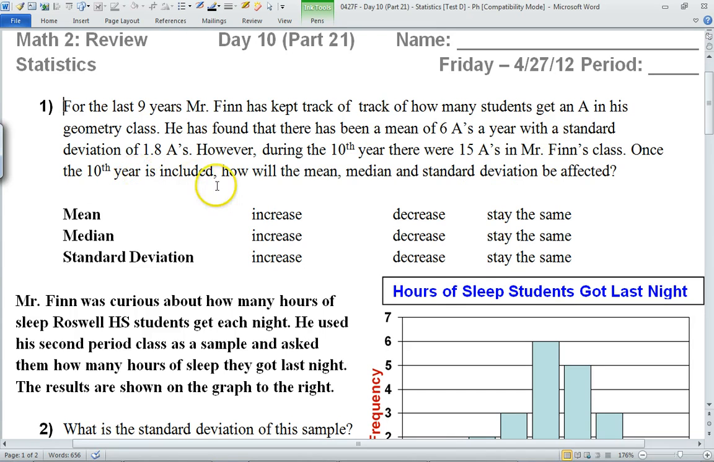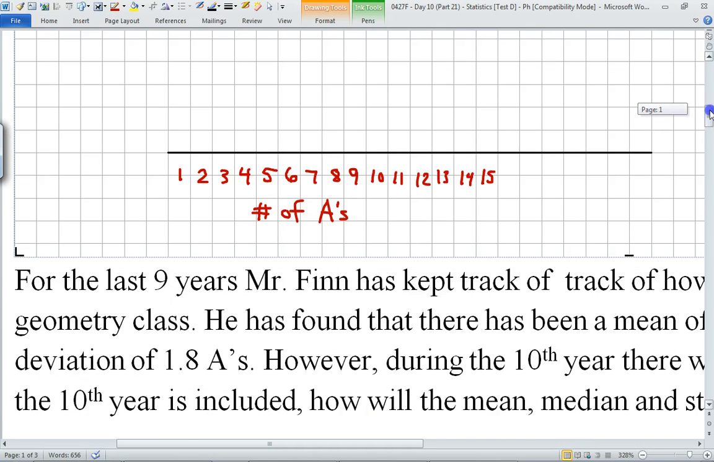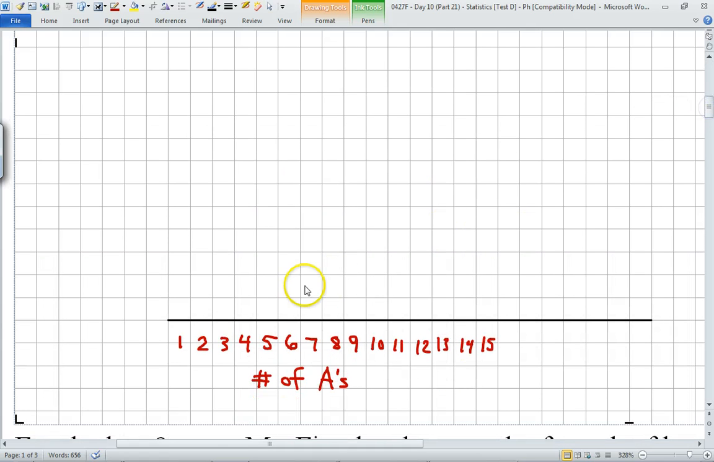Once the 10th year is included, how will the mean, median, and standard deviation be affected? Now, we don't know the exact numbers involved. We just know that the average number of A's for the first 9 years was around 6. And we know the standard deviation was 1.8 or something like that, something small. So the number of A's stayed pretty close to 6. The only number we know exactly is that the 10th year was 15 A's.